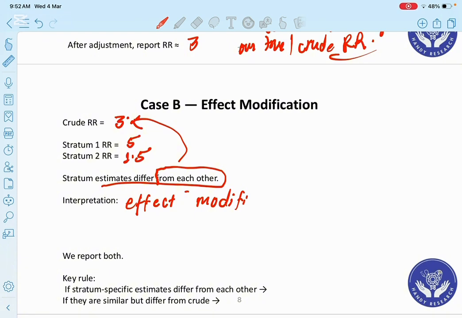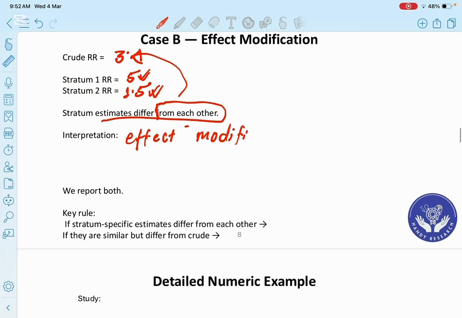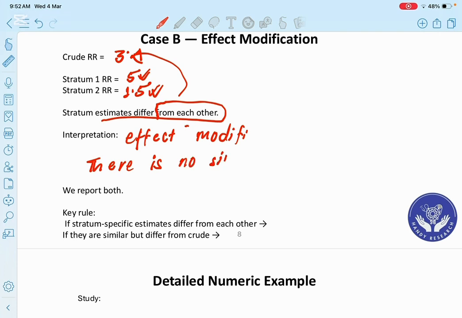In a simple example, when we examine the risk ratio of the whole population, it comes to 3, but in younger patients it is 5, and in older patients it is 1.5. It means there is a biological plausibility. That's why there is effect modification, and there is no single true effect. That's why we report both.